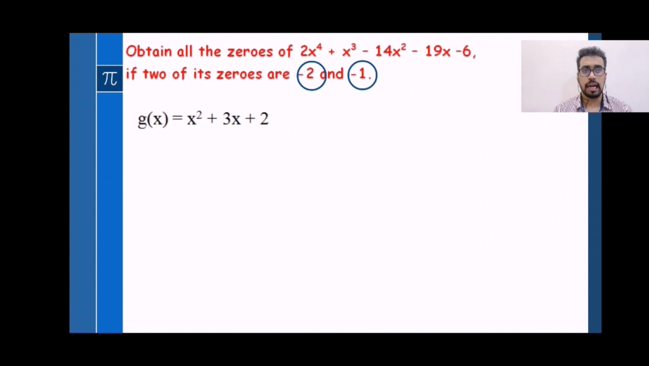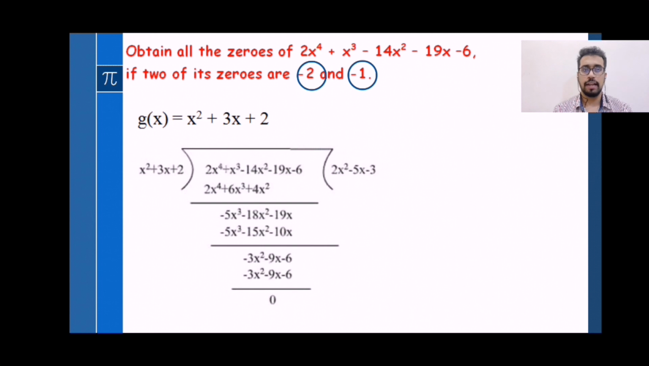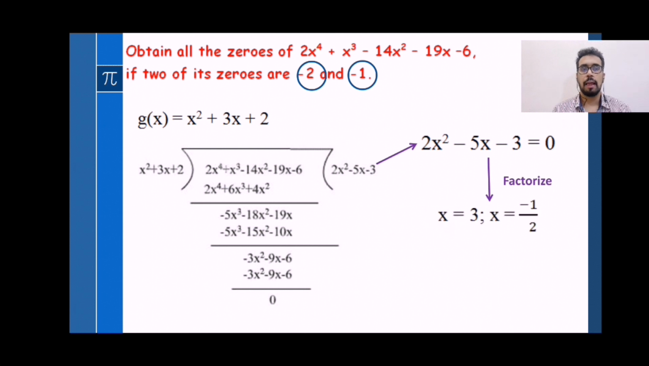Now, let us consider our given polynomial 2x to the power 4 plus x cubed minus 14x squared minus 19x minus 6 as p of x and continue our division. On successful division, we would get our quotient as 2x squared minus 5x minus 3, which we would then factorize to get our two values of x, which is x is equal to 3 and x is equal to minus 1 by 2. These are my remaining 2 zeros of the given polynomial.